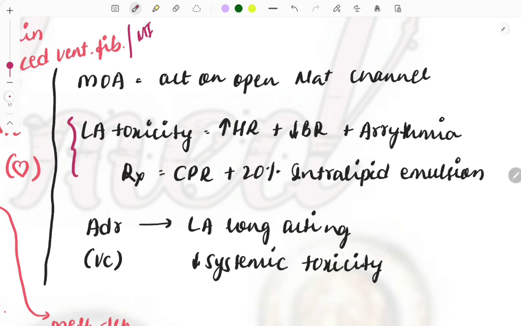If there is local anesthetic toxicity, then these features can be seen: increase in the heart rate, decrease in the breathing rate, and arrhythmia, and treatment is by giving CPR and 20% intralipid emulsion.